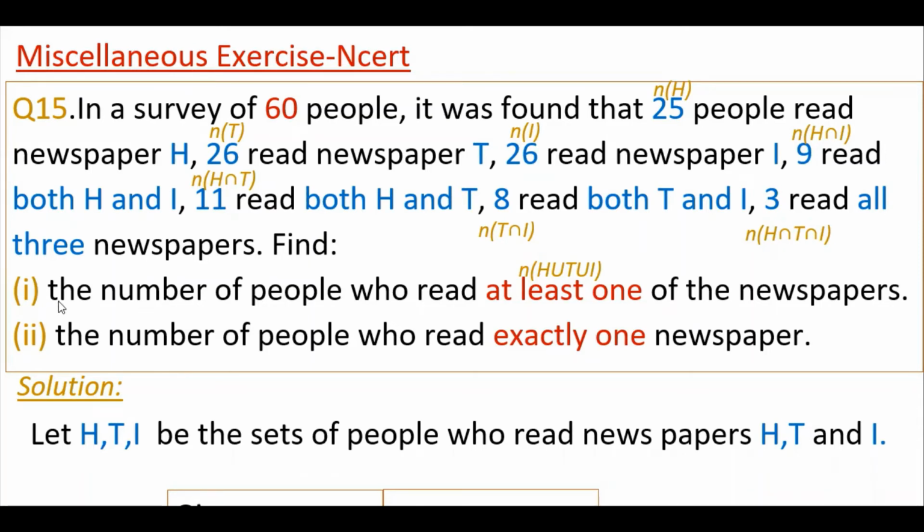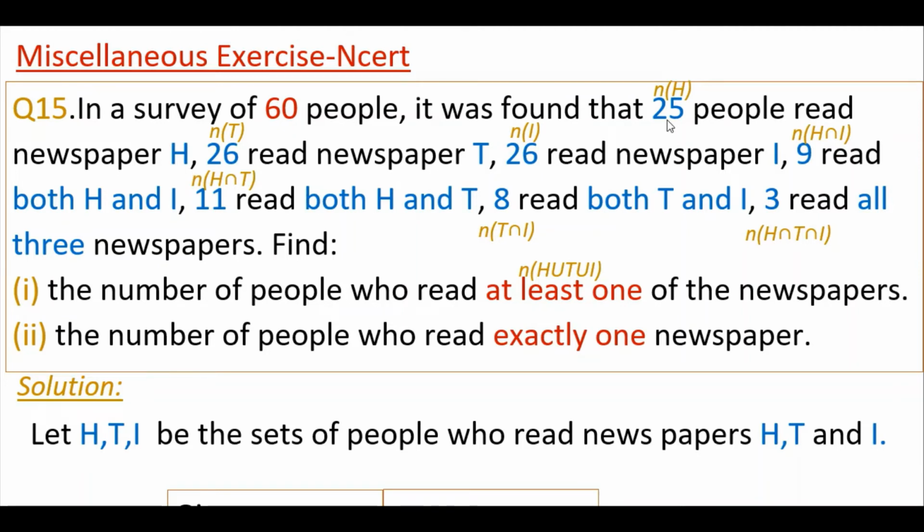So find, the first one is the number of people who read at least one of the newspapers. Second one, the number of people who read exactly one newspaper. So here there are 60 people. They surveyed 60 people. Out of those, it was found that 25 people read newspaper H.